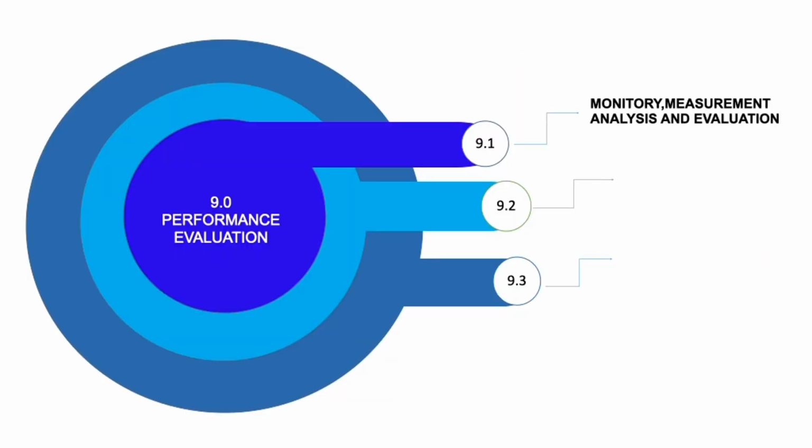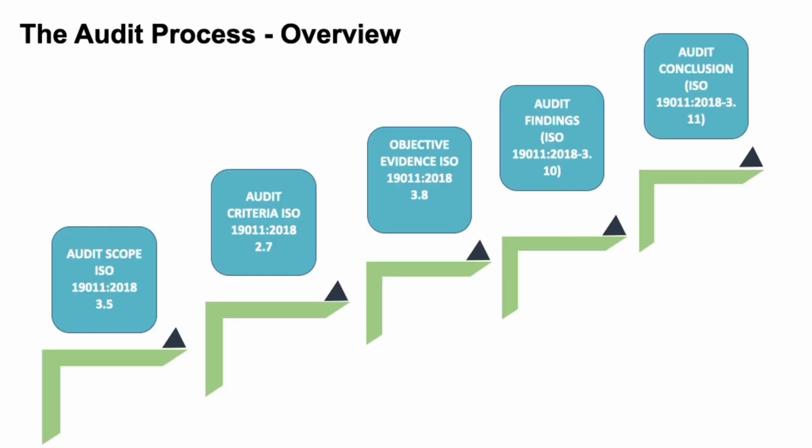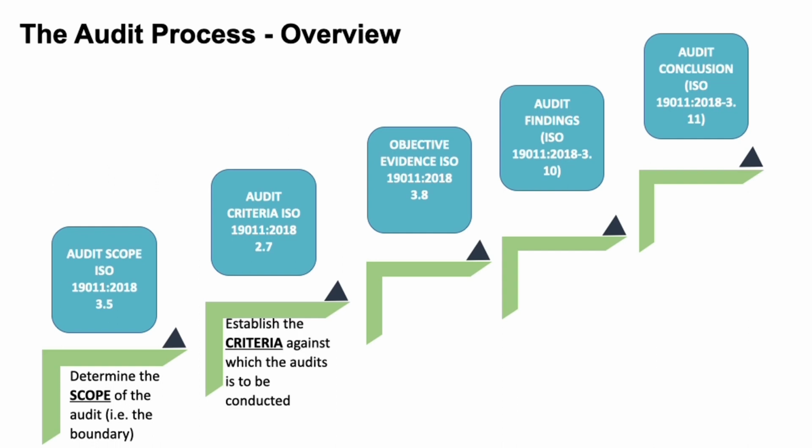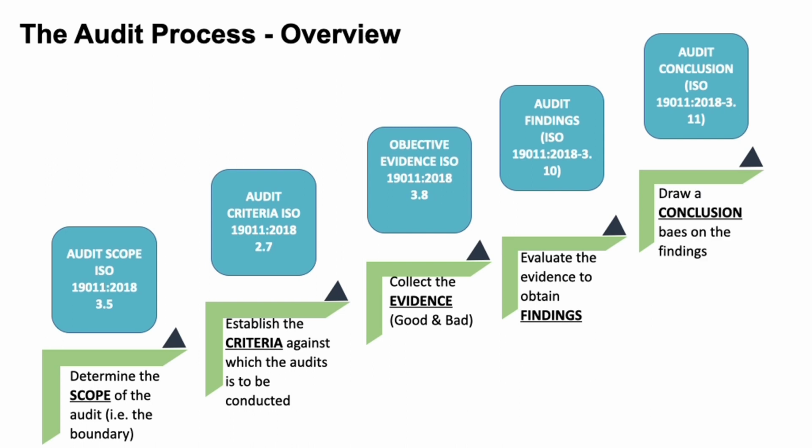Clause 9.0 Performance Evaluation provides guidelines on monitoring, measurement, analysis and evaluation, compliance, and management review. An additional note here is that ISO 19011:2018, guidelines for auditing management systems, describes an audit process that will determine the scope, establish the audit criteria, collect and evaluate evidence, and draw a conclusion based on the findings, as pictured here.